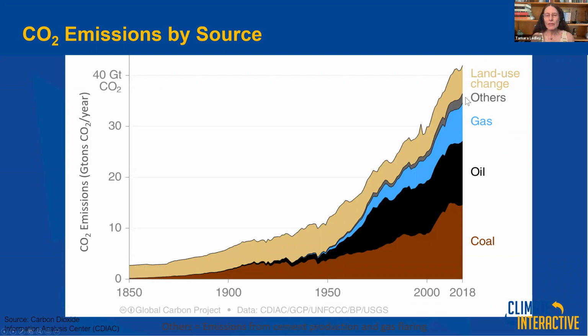What we mean by gas flaring is that in the production of oil, a lot of times there is a byproduct of methane gas. And you can either release that into the atmosphere, which is another greenhouse gas, or you can burn it. And that's what the flaring is. Of course, that then puts more carbon dioxide into the atmosphere. And then there's the land use changes, which have gone up and down a bit over time, but have not really changed dramatically.